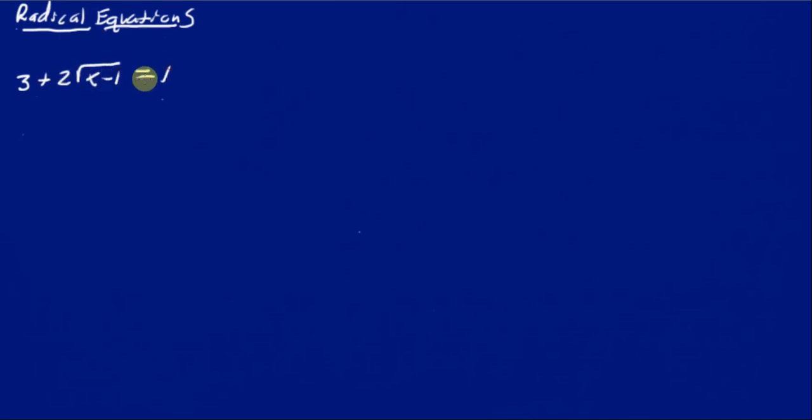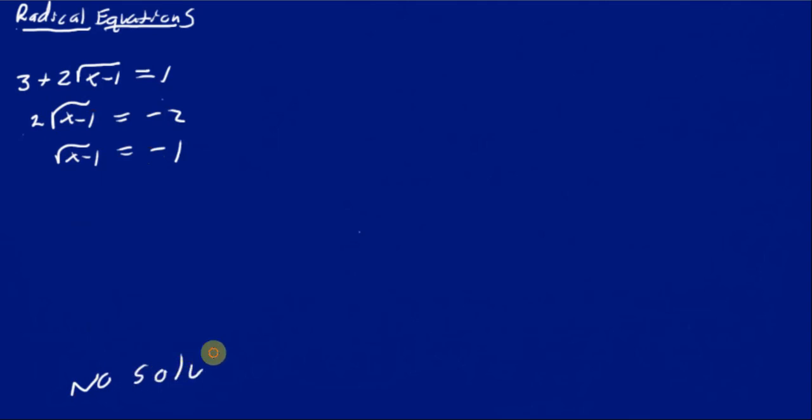And first thing we're going to do, remember our steps, we're going to isolate the radical. So I'm going to subtract 3 from both sides. So that gives me 2 square root of x minus 1 is equal to negative 2. Divide by 2, square root of x minus 1 is equal to negative 1. Now at this point, I can write my final answer to this, which is no solution, because I'm taking the square root of something here, and it's going to equal a negative 1.